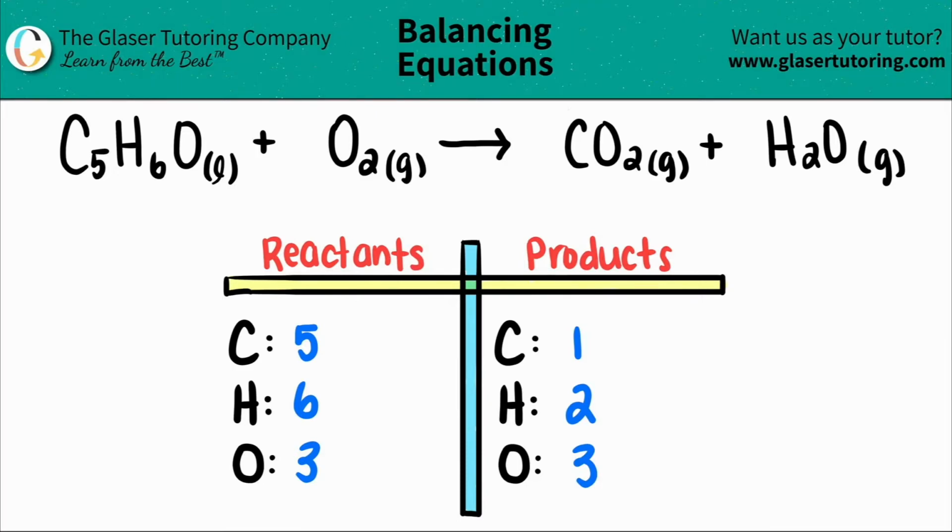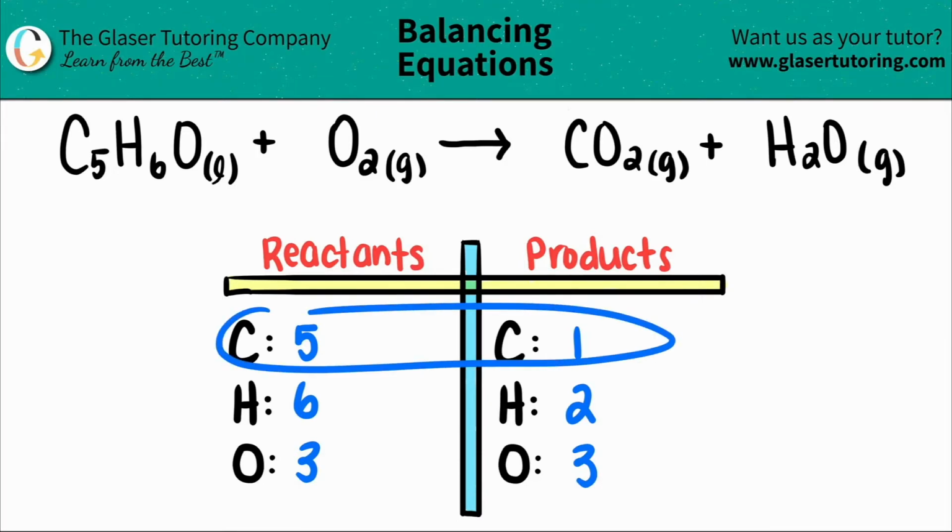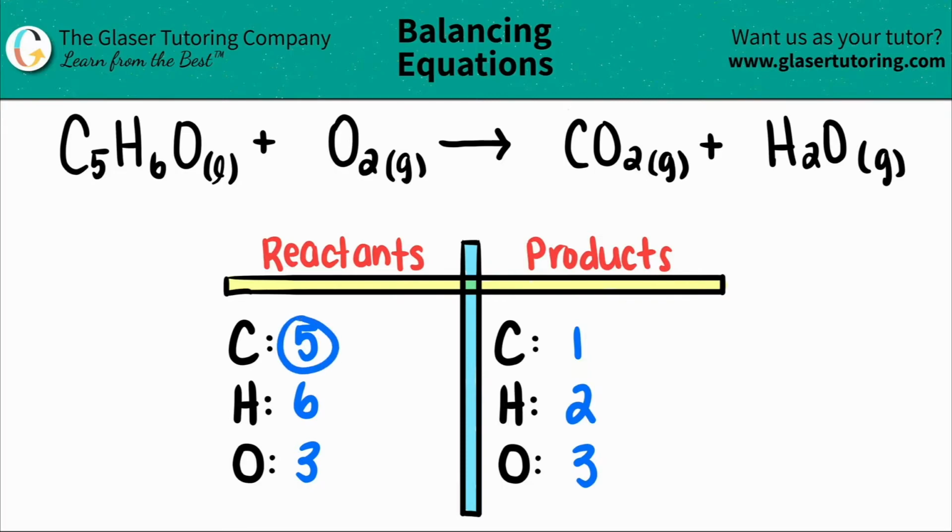Let's start with the easiest one. Let's go with the carbon. Always work from the lowest number to the higher number by multiplication. So 1 times what will get me to 5? 1 times 5. And that number will be the coefficient of the element that you're trying to balance. In this case, it's C. So I'm going to put a 5 here. But you got to be fair.